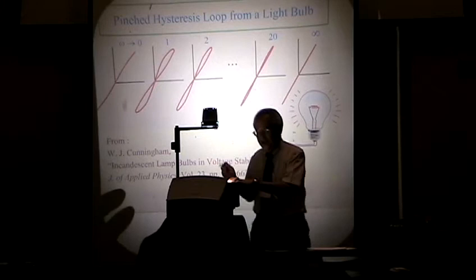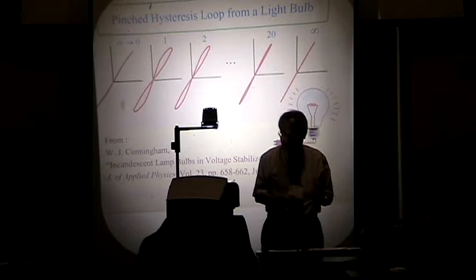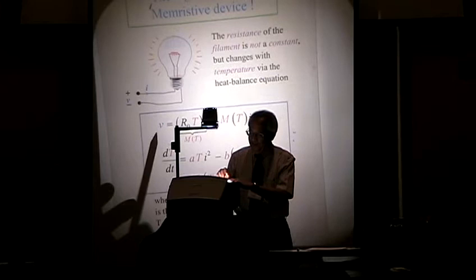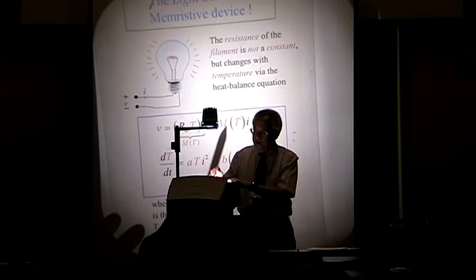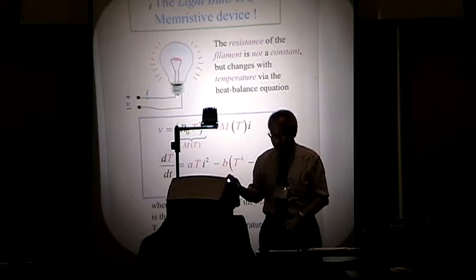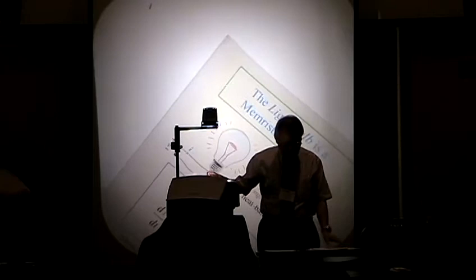And Professor Cunningham actually gave the equation. You can easily write the heat balance equation, and the voltage would be just this equation: it's something times current, and that something depends on the temperature, which obeys the heat balance equation. So the temperature is the state variable, and so this is exactly a good example of a memristor where the state variable is not charge.